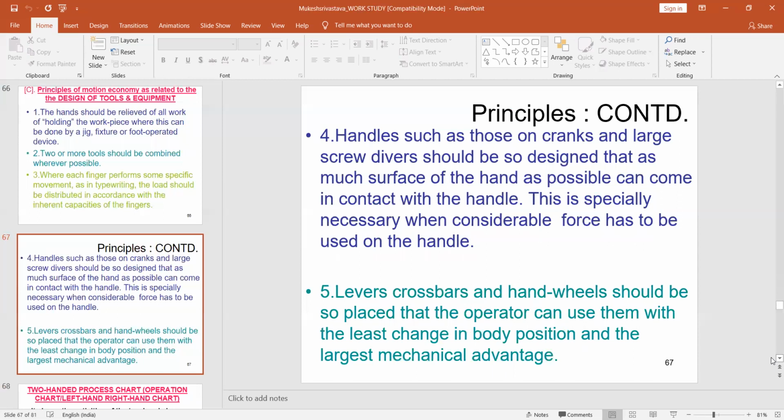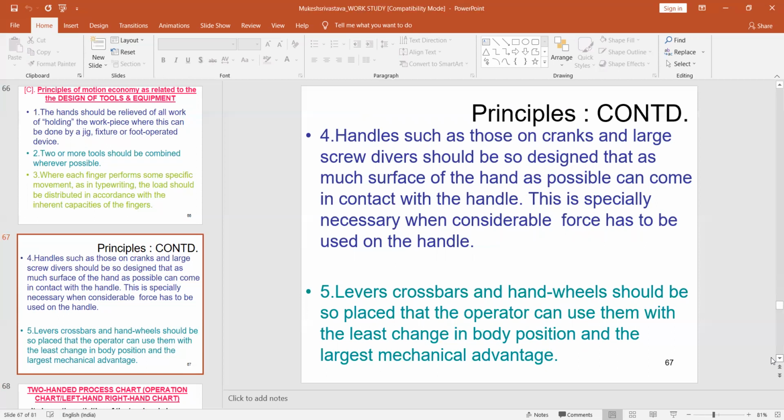Handles such as those on cranks and large screwdrivers should be designed so that as much surface of the hand as possible can come in contact with the handle. Obviously, जितना लंबा हैंडल होगा उतने अच्छे से आप सरफेस को पकड़ पाएंगे, आपकी ग्रिप उतनी अच्छी होगी, and that will help you increase your work efficiency and productivity and reduce your effort level. This is especially necessary when considerable force has to be used on the handle.